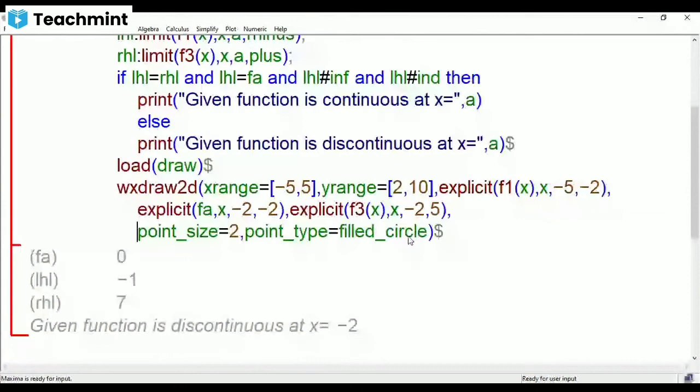Filled circle, comma, where you want points. You have to write points, not point. First the x range, then you have to write the y range. So where you want a point at A. A is what? -2, comma, -2. And what is your f of A? Your f of A is 0, 0. So after writing this, now you execute this.